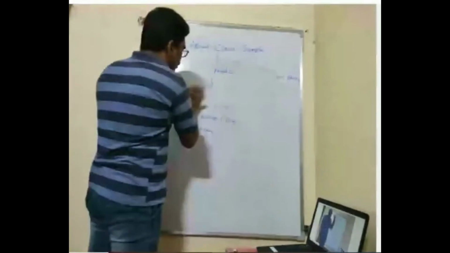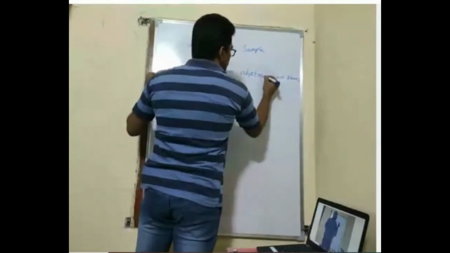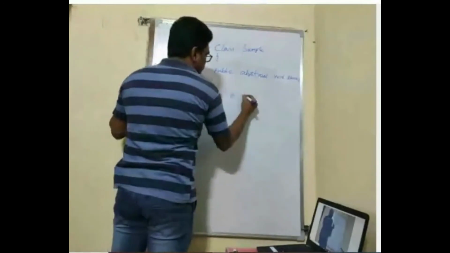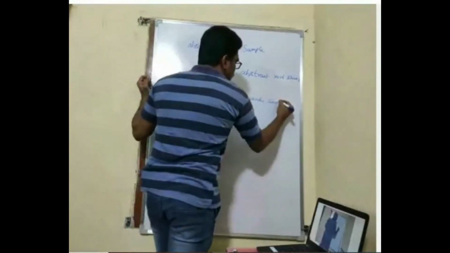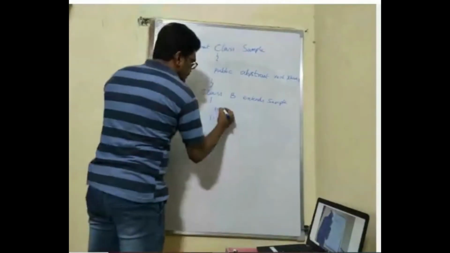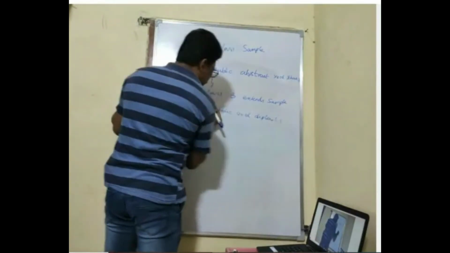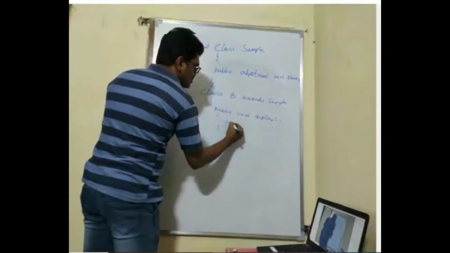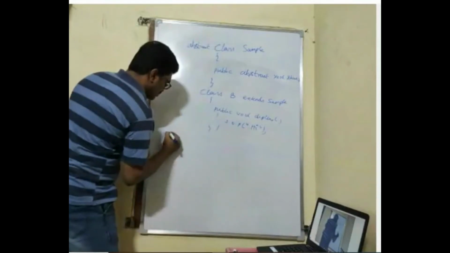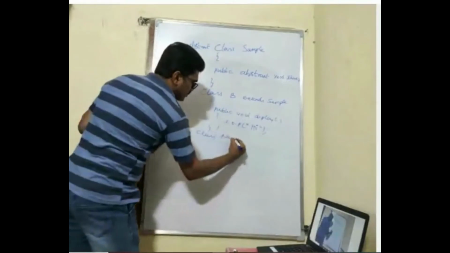So now, this is abstract. As we saw previously, B extends Sample. Here I'll write some method, public void display, System.out.println hi. Suppose this is your main method, public static void main.